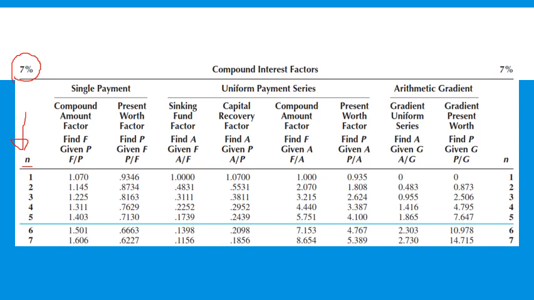It's compounding periods. If it is annual compounding, then n will be in years. If it is semi-annual compounding, n will be for every 6 months. If it is quarterly compounding, every 3 months. If it is monthly compounding, every month.